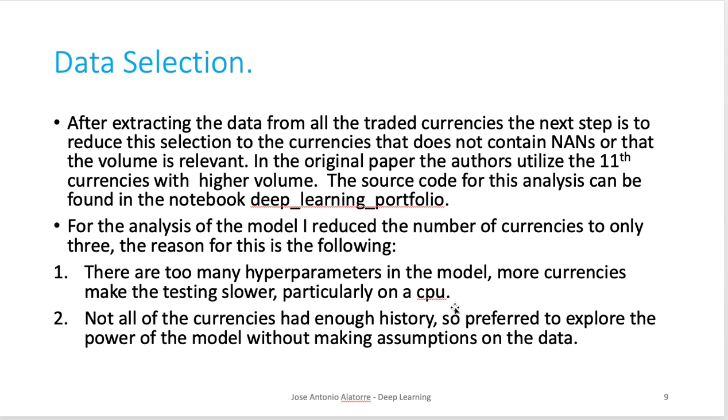Data selection. The authors use only 11 cryptocurrencies. For this project, I'm only using 4. Why? Because it's very slow to train the model with 11 cryptocurrencies, and given that I'm not using Amazon Web Services, on my computer it took too much time to actually do tests and be able to explore the model.